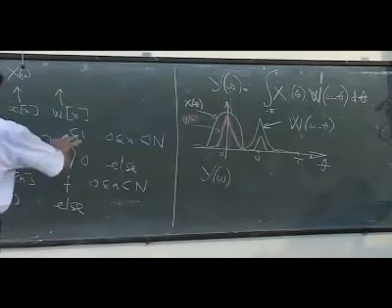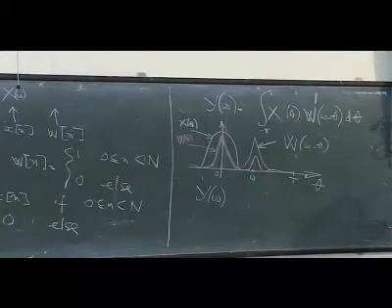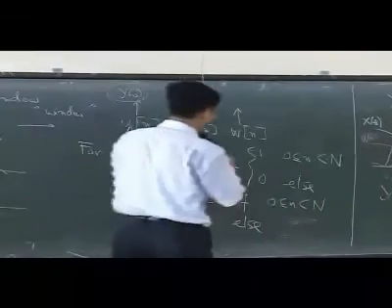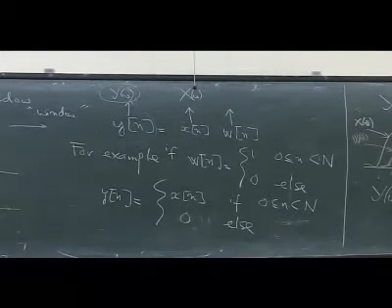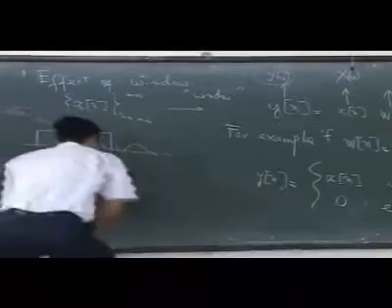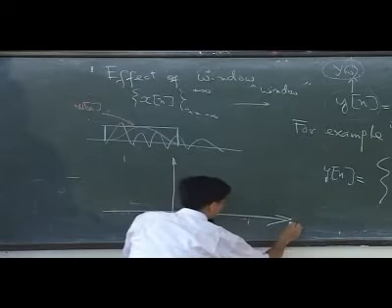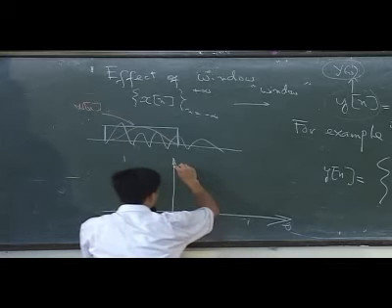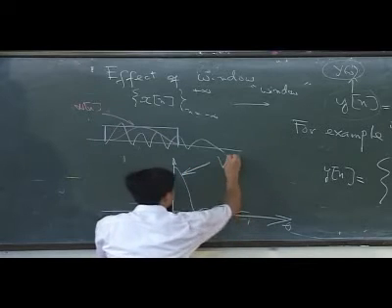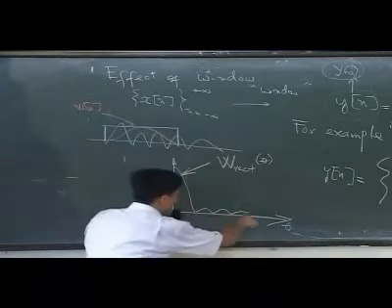Right now, this window, maybe I can use two colors so you can see the difference. I have a signal here. This is the theta axis, and this would be W of the rectangular window of theta. We're going to go down and have a lot of bumps.